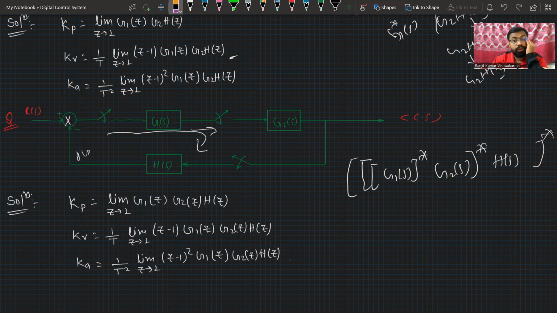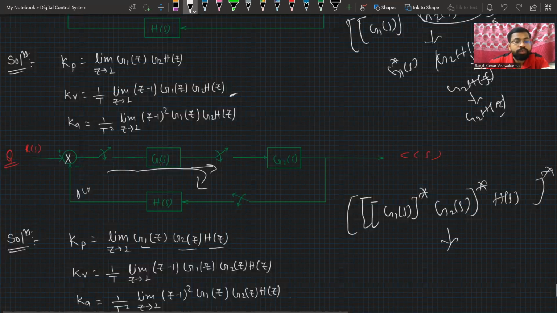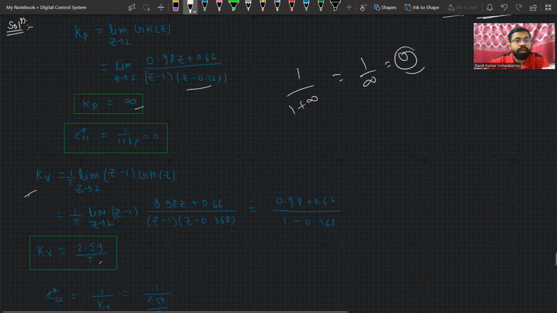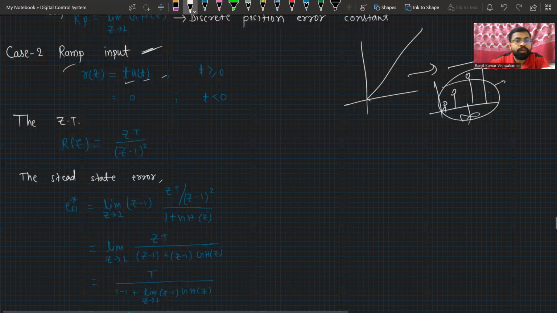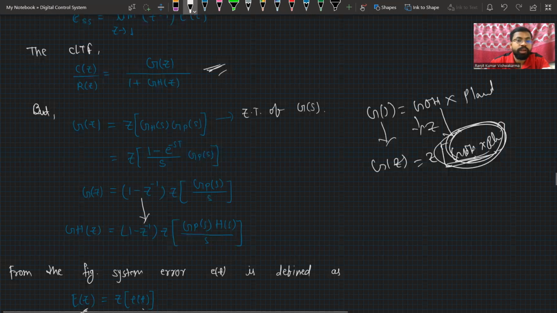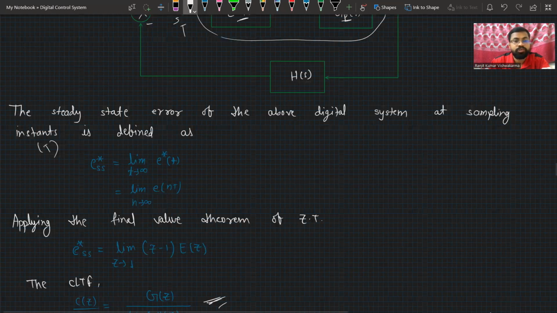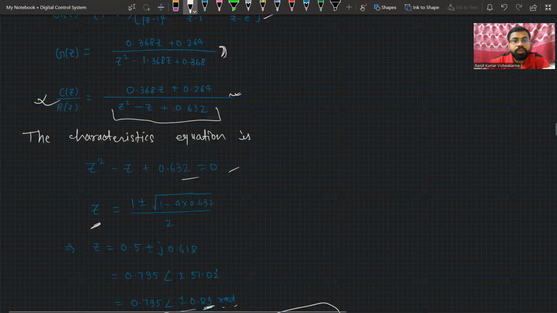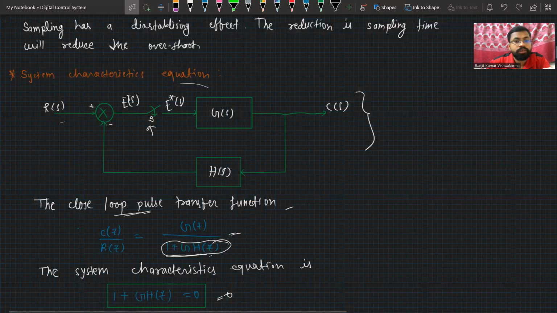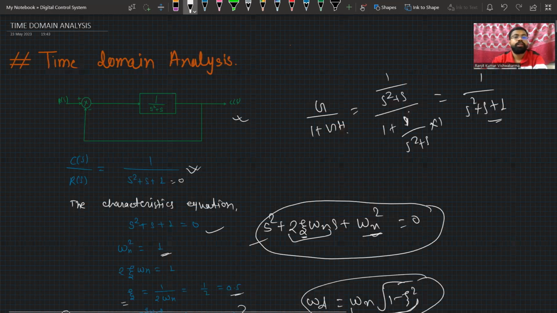Okay, like this. After taking the z transform, directly you will get these two functions, that is G1 of z, G2 of z, H of z, and this one function. In this way you can calculate the steady state constants and steady state error. And the time domain analysis I have discussed, and from that time domain analysis you can calculate the natural frequency, that is omega n, the undamped natural frequency, and the damping ratio, that is zeta. Just go through this, you will get the idea of how we can calculate all the values. This is the time domain analysis.